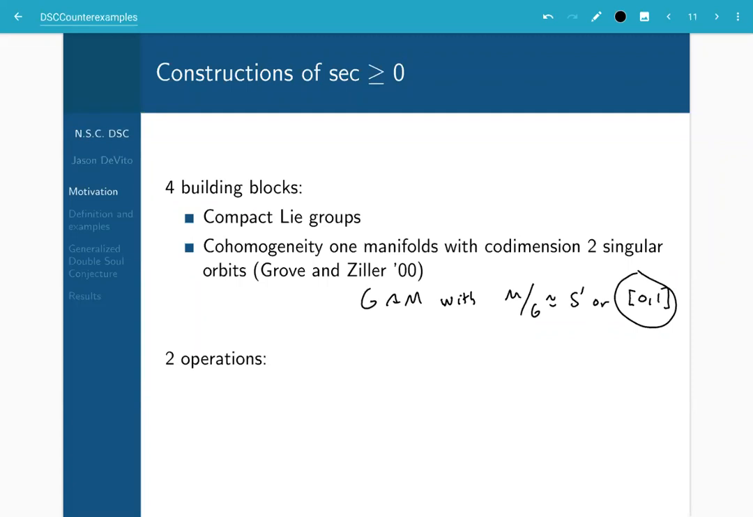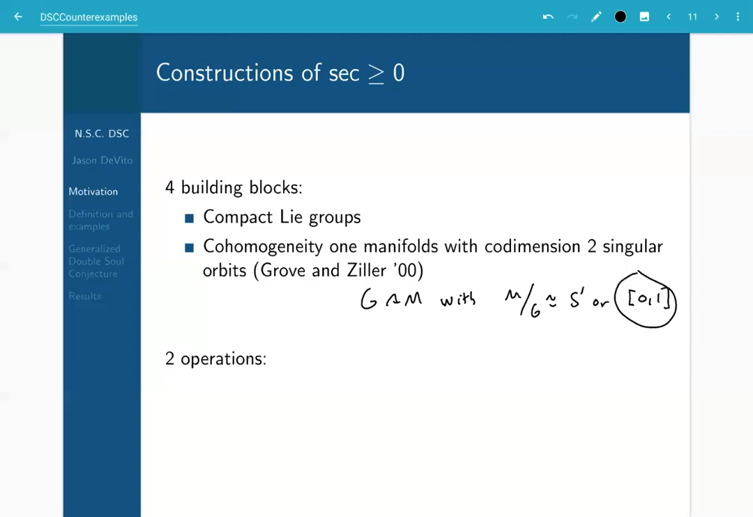It's also known that if you replace that codimension 2 with anything higher, there are counterexamples where you can no longer get a G-invariant metric with non-negative sectional curvature. So this codimension 2 is important, although I guess I could say less than or equal to 2. Anyway, that's this result.